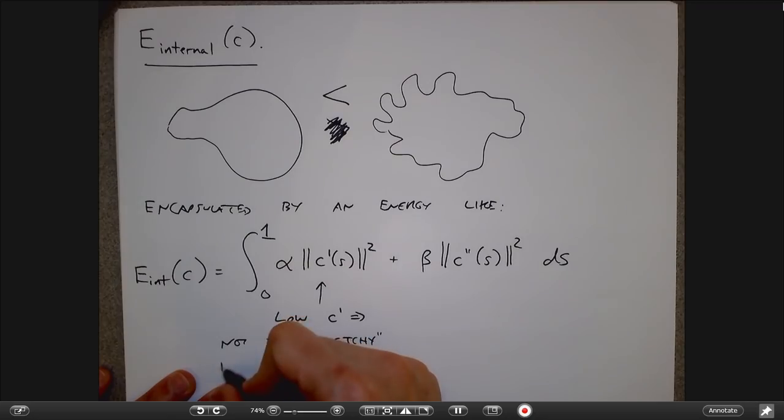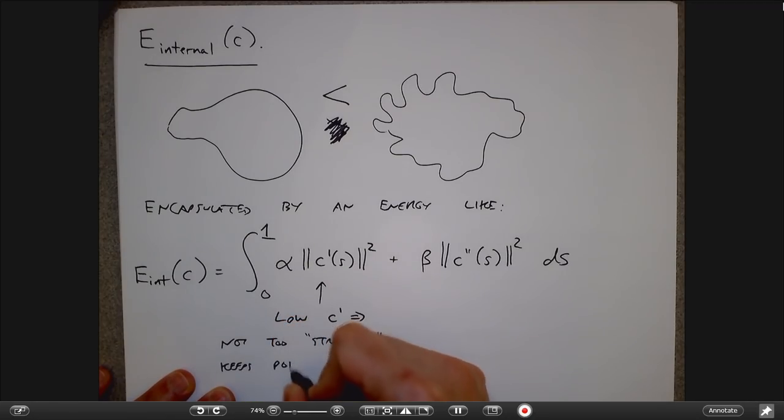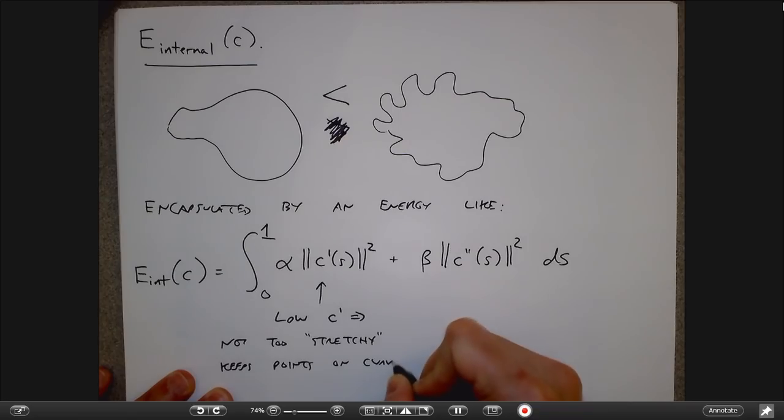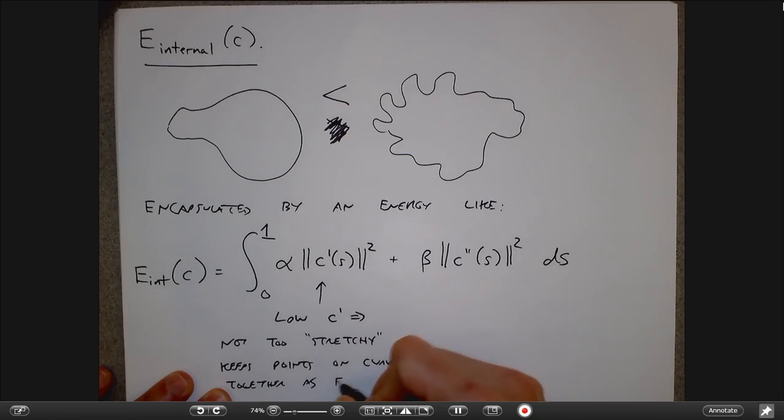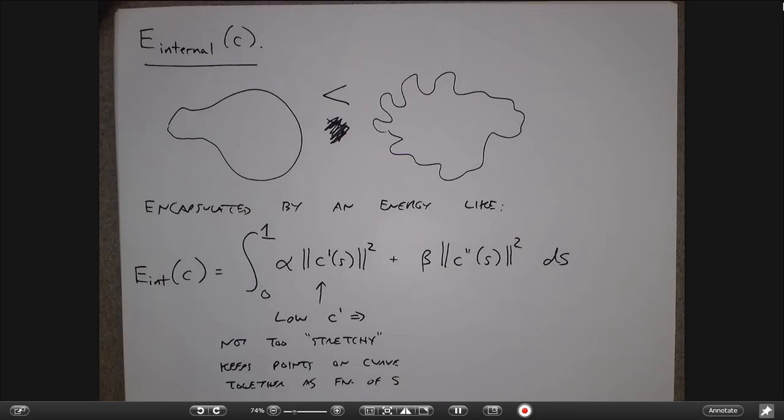Basically, this keeps points on the curve together as a function of s, right? What that means is that as I travel around the curve, going from s equals 0, s equals 0.05, 0.1, and so on, I don't want the distribution of those points around the curve to be too non-uniform. Ideally, I want to take an equal step in arc length of the curve for every little increment of s that I go.